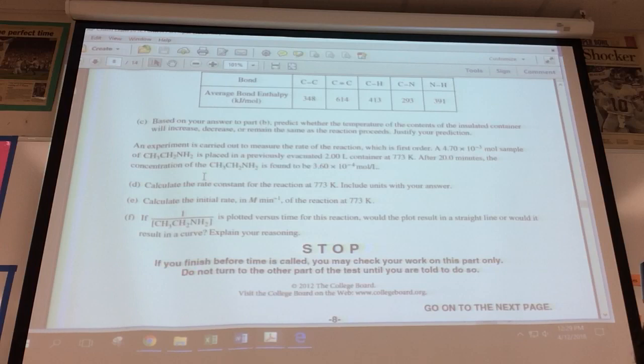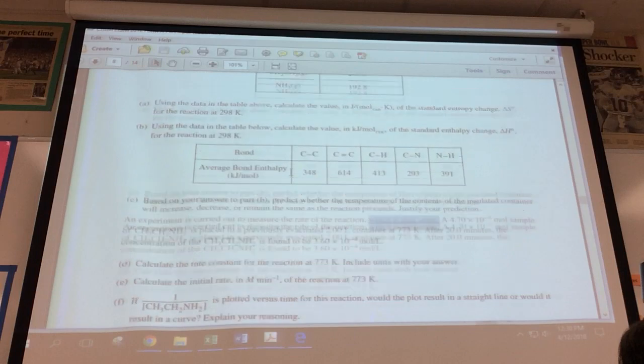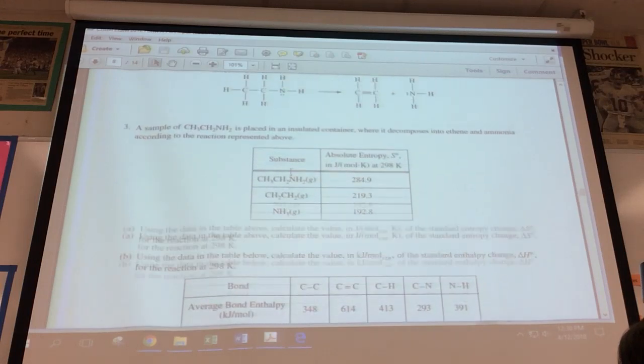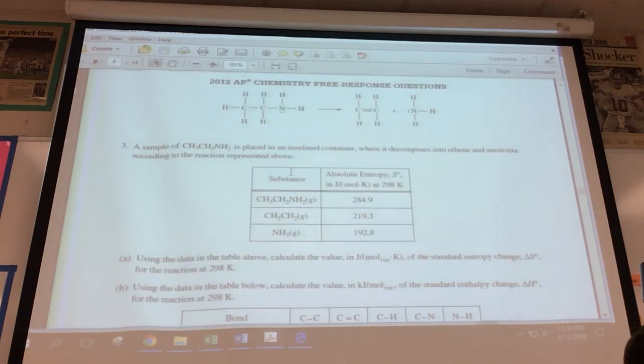This was still the old exam, but they were bridging to the new exam, and you'll see it. It says an experiment is carried out to measure the rate of the reaction, which is first order. They show you the reaction right there.